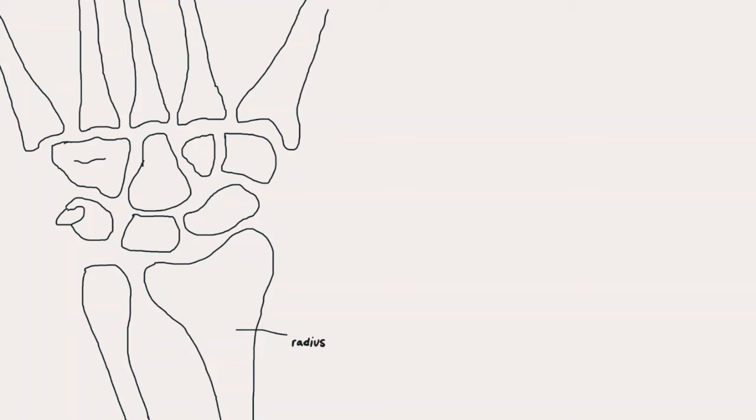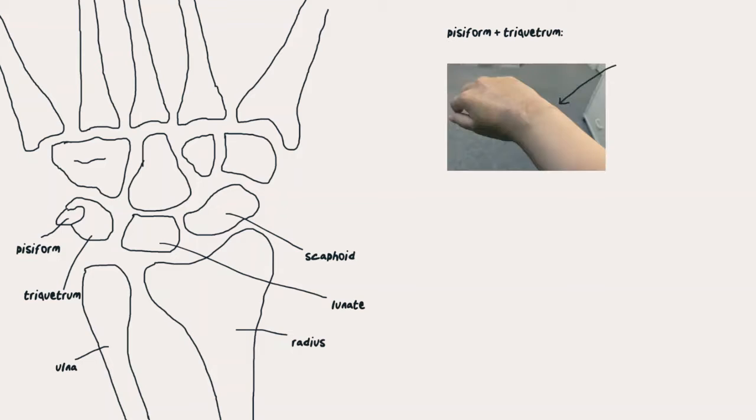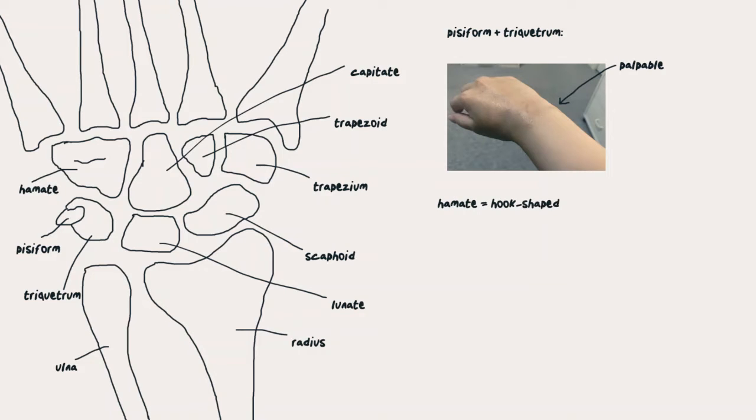Here you can see the radius and the ulna. Now in the proximal row we have scaphoid, lunate, triquetrum, and pisiform. The pisiform being the smallest bone is able to be palpated at the backside. The distal row we have trapezium, trapezoid, capitate, and hamate, hamate being a hook-shaped bone.